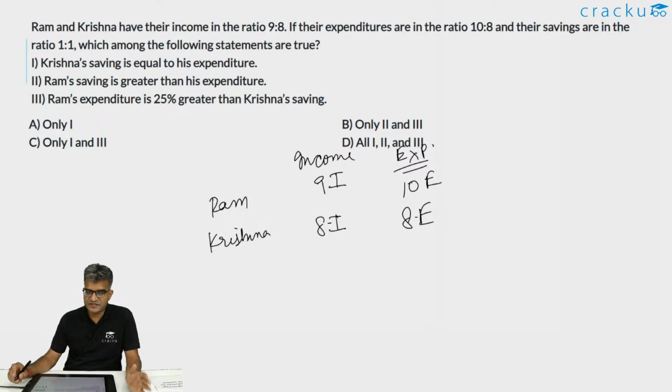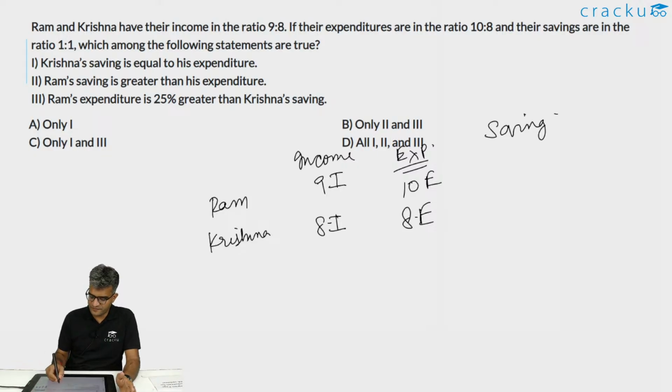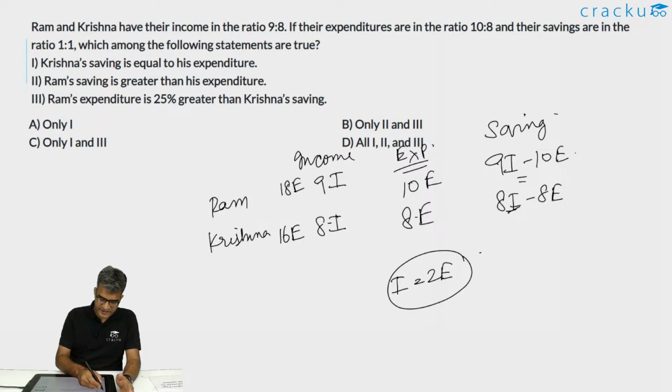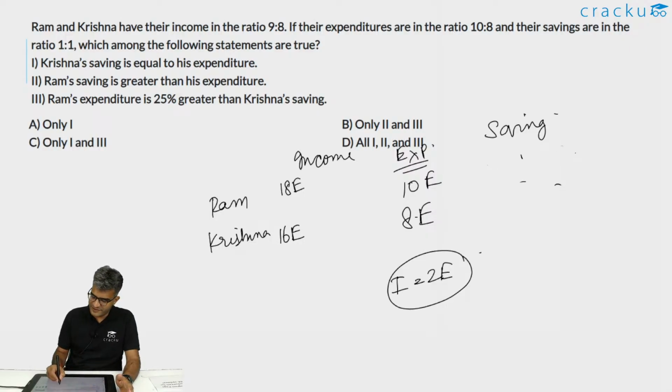And their savings are in the ratio of 1:1. So what will their savings be? Saving is basically income minus expenditure. So for Ram it will be 9i minus 10e and for Krishna it is 8i minus 8e. If both of them are the same, it would imply that i is equal to 2e. So this would mean that the income is 18e and for Krishna it is 16e, and therefore the savings for both of them can also be calculated. The savings for both of them will be 8e and 8e.